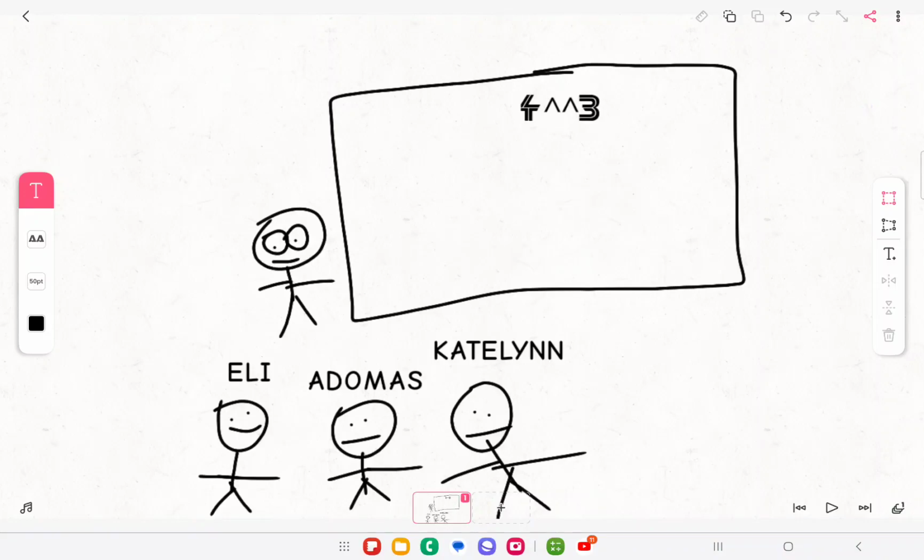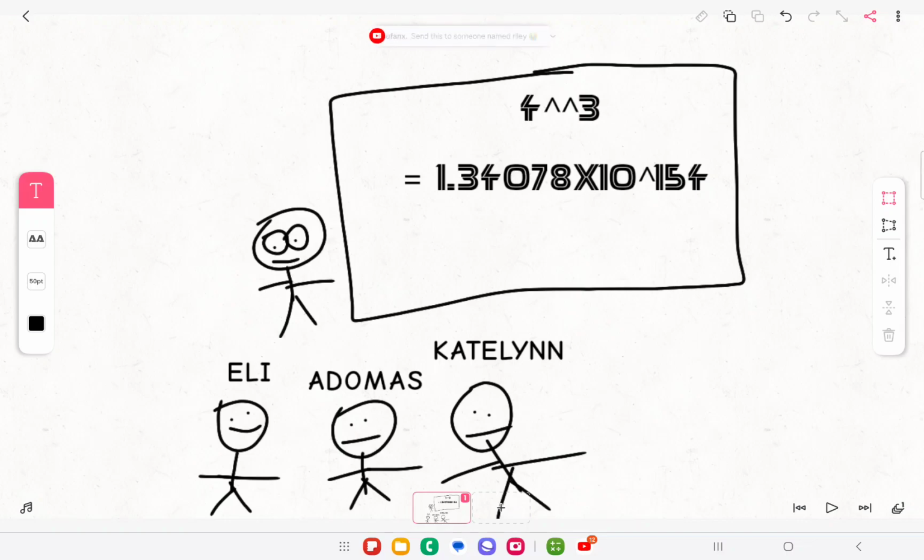One of you wanted to use a bigger base: 4 tetrated to 3, where the base is 4 and the tetrational, I'll call it, is 3. Well, we know that 4 tetrated to 4 equals 4 to the power of 4 to the power of 4, which is 4 to the power of 256, equal to about 1.34078 times 10 to the power of 154.